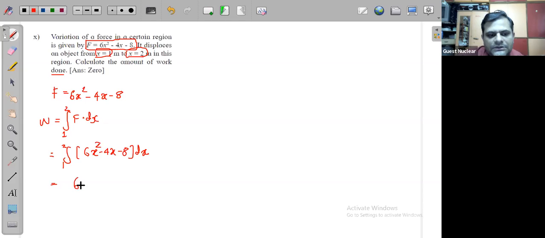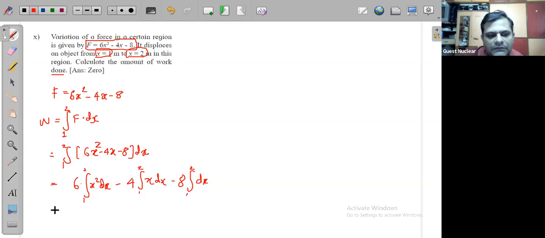So 6 is a constant and can be taken out, and the integration of x square can be found with respect to dx from 1 to 2, no doubt. Minus 4 is again a constant and can be taken out, and the integration of x only with respect to dx can be found from 1 to 2 again. In the same way, here minus 8 is going to be a constant, and the integration of 1 dx means only dx can be found, that is from 1 to 2 in this way.